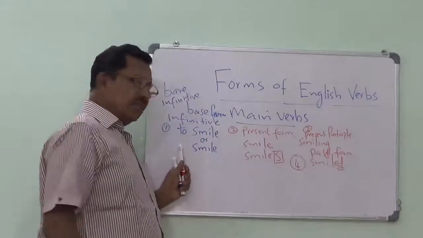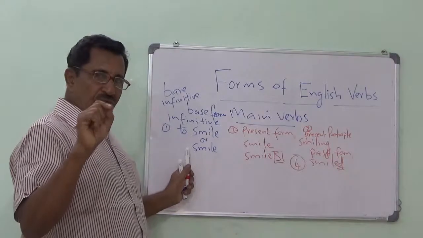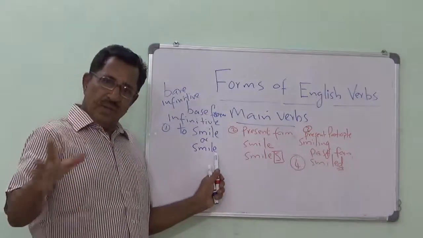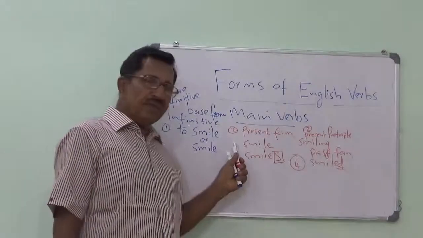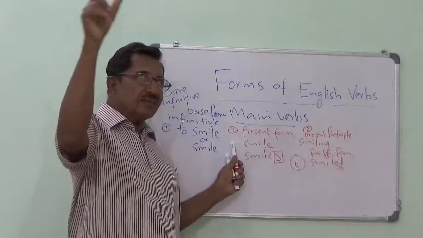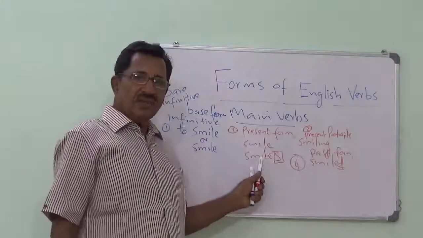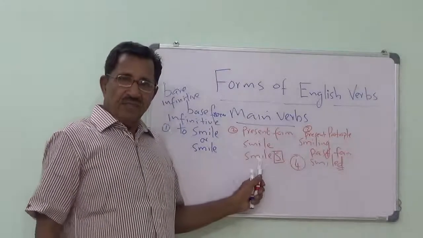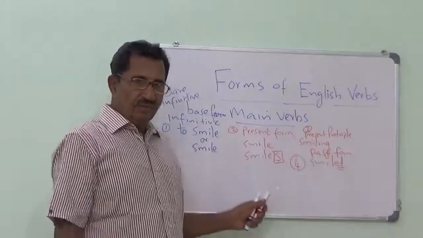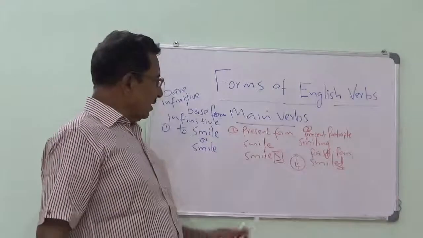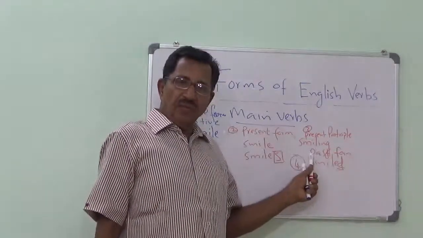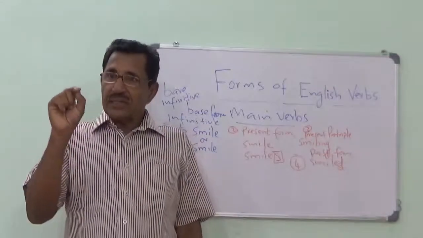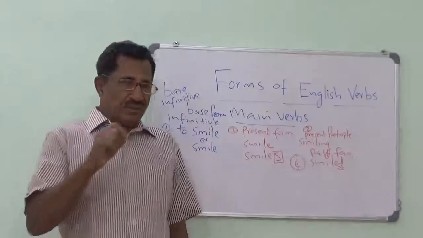So, first is infinitive, with to or without to. Without to you call bare infinitive. Second form is, remember the flower form. The second form is the form used in the simple present tense, with S or without S. Both are used. And the third form is the ing form of the verb that we call present participle.